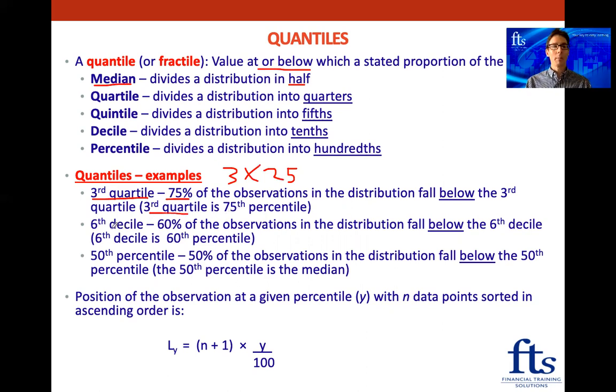Let's try another one. What about the 6th decile? Deciles are into tenths, like we know. So 6 times 10 is 60%. So 60% of the observations are going to fall below the 6th decile. So the 6th decile is the 60th percentile. Then what about the 50th percentile? If it's in percentiles, then it's easy. Then they've done the work for us. This just means 50% of the observations in the distribution are going to be below the 50th percentile. And as we've discussed in the previous class, the 50th percentile in actual fact is the median.